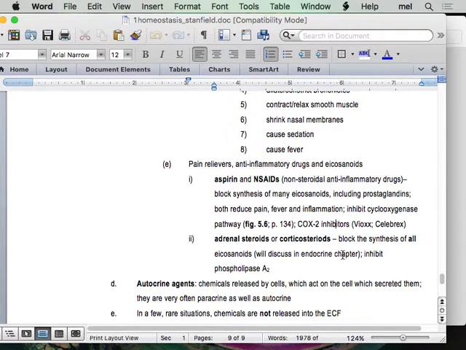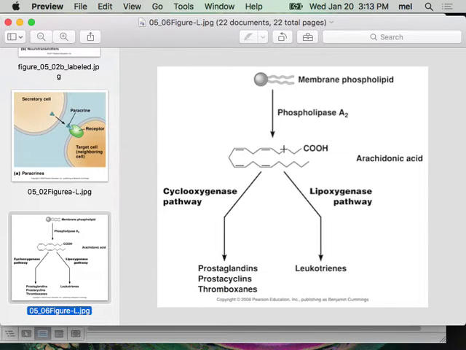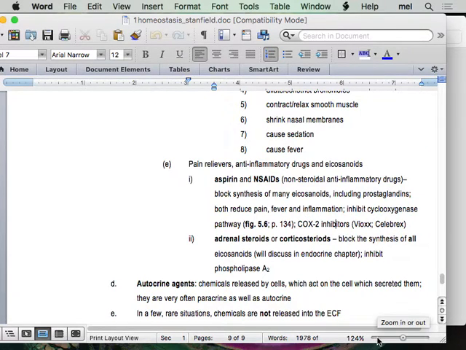Okay, and then what if I want an even more powerful anti-inflammatory? I could inhibit here, phospholipase A2. And then I would inhibit all of those inflammatory responses plus all of these, right? The most powerful anti-inflammatories that we have ever found are sometimes referred to as steroids or corticosteroids or adrenal steroids. You've probably heard of prednisone, right? Cortisone, corticosterone. Those are really, really powerful anti-inflammatory drugs.